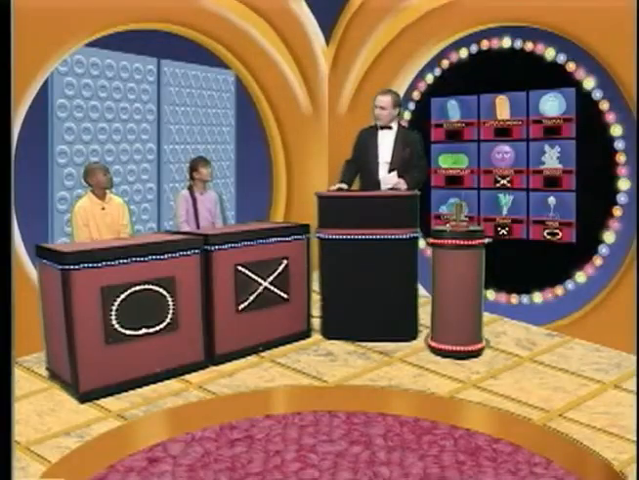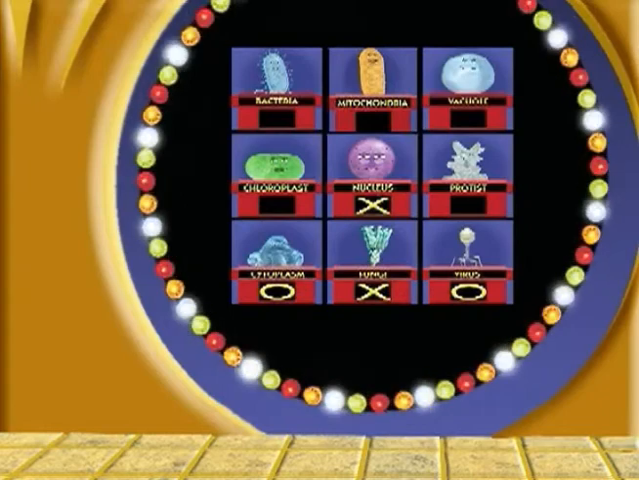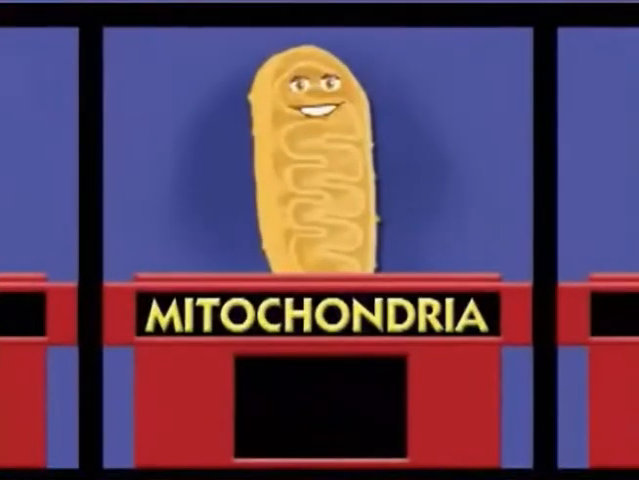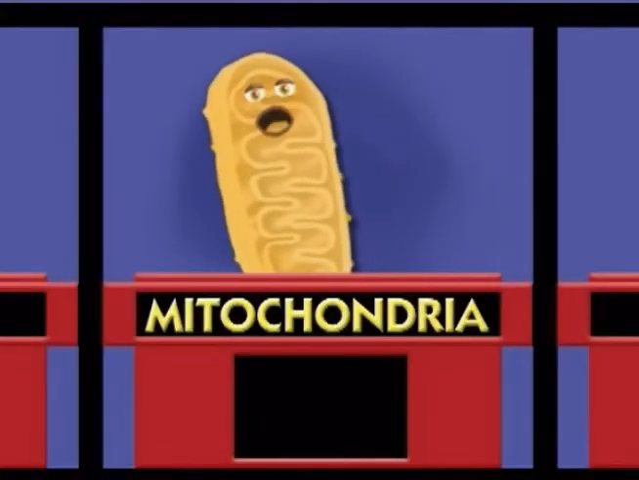Tony, your panelist. Mitochondria. Now the brains are on the top row, Tony. Mitochondria. In cells, what is diffusion? Well, I'm not sure.